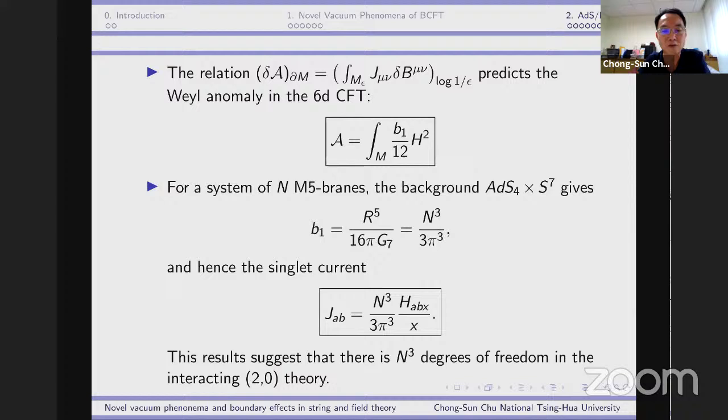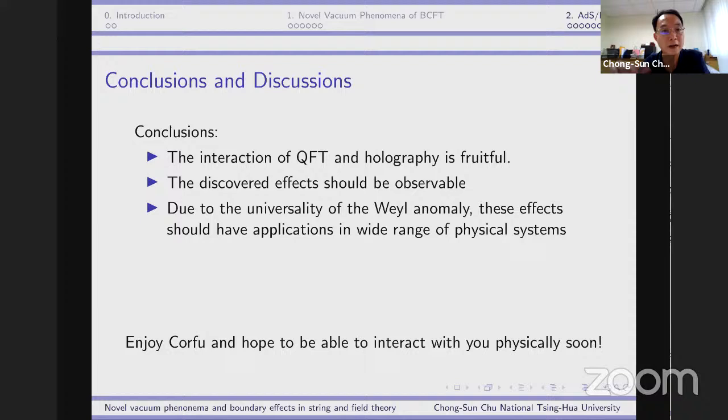Okay, so this is the last slide. In fact, not much of a conclusion. I just told you a story about quantum theory and holography. I think they interact very well, as they should, and some of these new effects are observable and could have consequences on other systems of interest. And the anomaly is universal, and there are probably still a lot of other implications which haven't been considered.